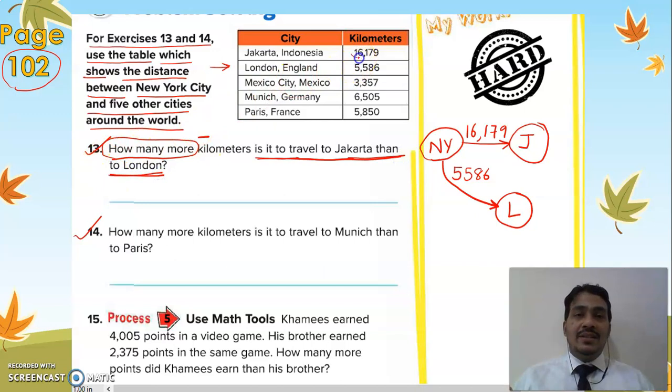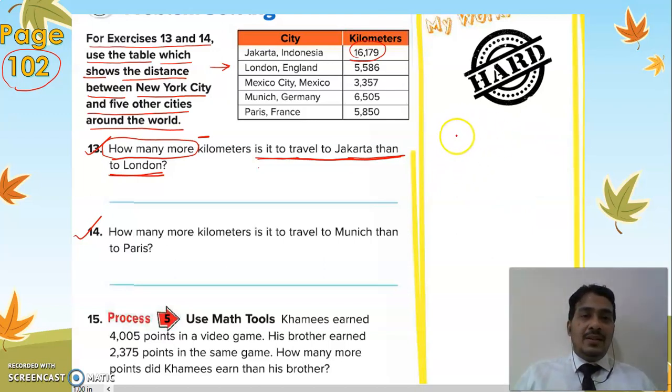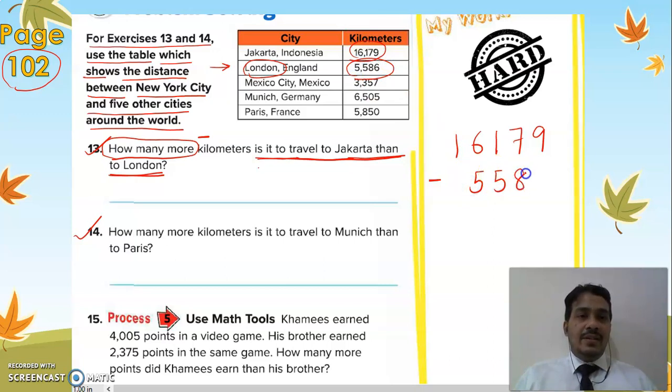So Jakarta, the distance is 16,000. Let me write it here because now this is understood by you. I'll write it here because I want more space. 16,179 minus. And what about the distance of London? The distance of London is 5,586. So you have to put the number in the correct place. Okay, then we need to subtract.